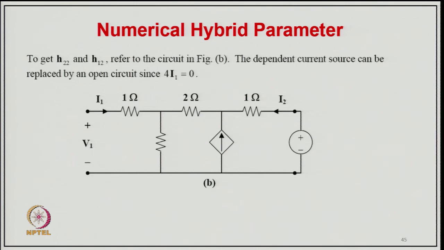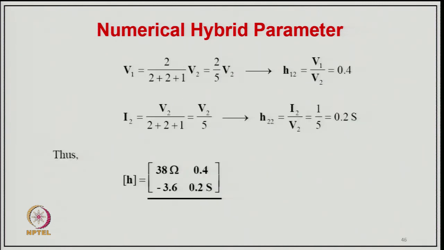So, to get the other two parameters H22 and H12, refer to circuit B, where the input terminals are shorted, and we have the dependent current source connected on the output, where this 4 I1 will become equal to 0. So, from this we can find out V1 in terms of V2, 2 upon 2 plus 2 plus 1, times V2, and that is 2 by 5 V2. From here H12 comes, V1 by V2 equal to 0.4, and similarly I2 is V2 upon 2 plus 1, that is V2 upon 5, and H22, I2 upon V2, that is 1 upon 5, that is 0.2 Siemens.